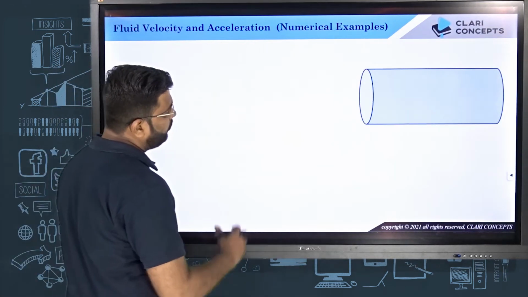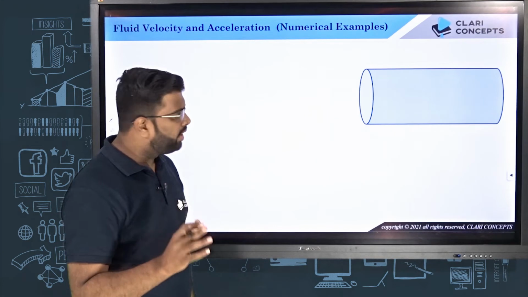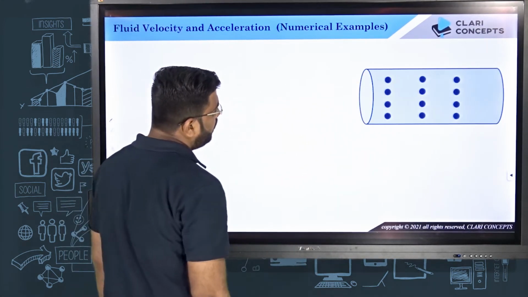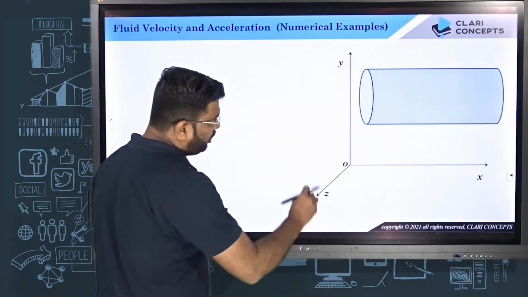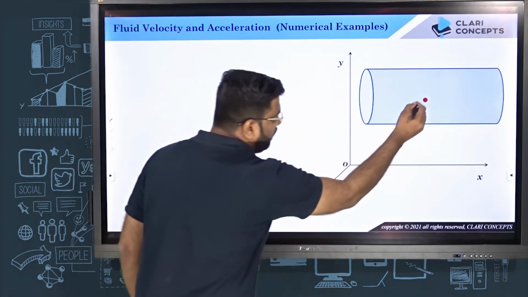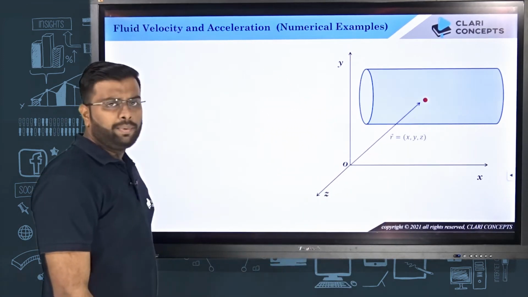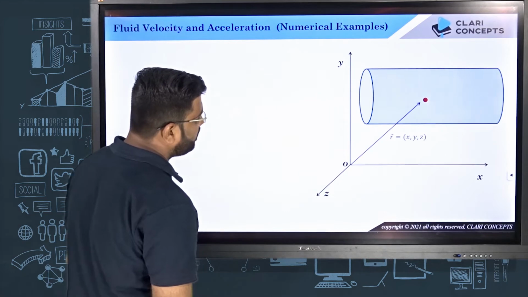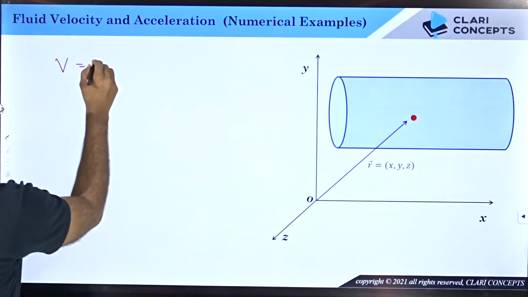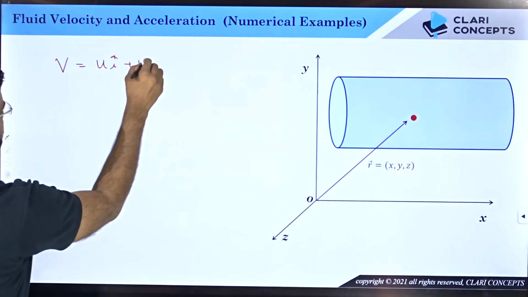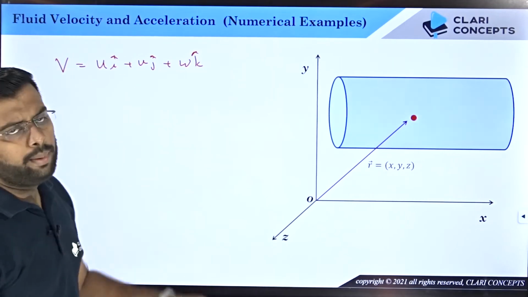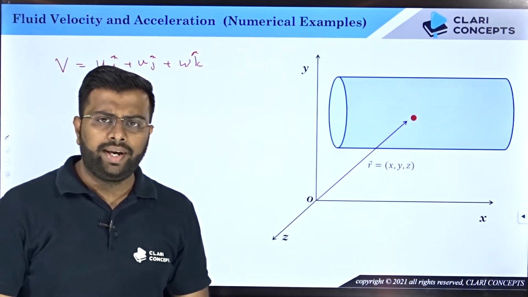So let me just give you a brief of velocity and acceleration. If I have a fluid flowing through a circular pipe, let's say, and I denote this pipe through some reference frame, and I have a particular point in the pipe which is referred by a position x, y and z. In this case velocity v is referred to as ui plus vj plus wk, where u, v, w are the components, functions of x, y, z and t.